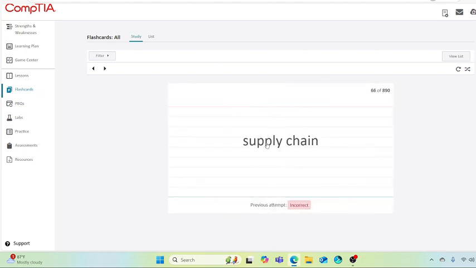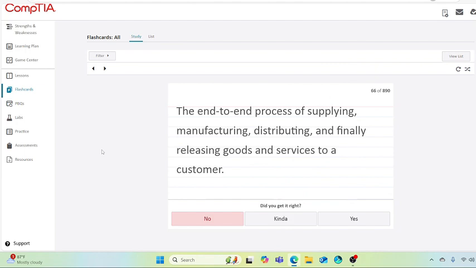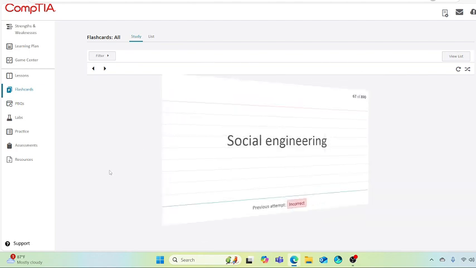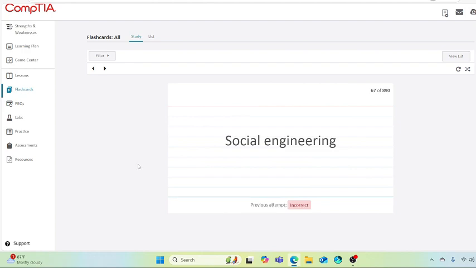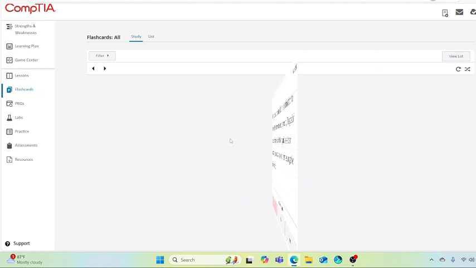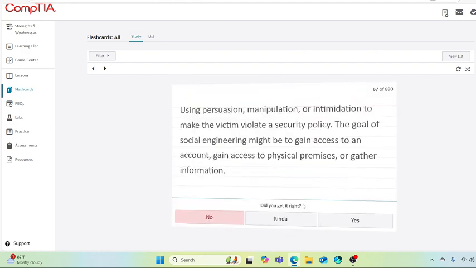Supply chain. The end-to-end process of supplying, manufacturing, distributing, and finally releasing goods and services to a customer. Social engineering. Using persuasion, manipulation, or intimidation to make the victim violate a security policy. The goal of social engineering might be to gain access to an account, gain access to physical premises, or gather information.